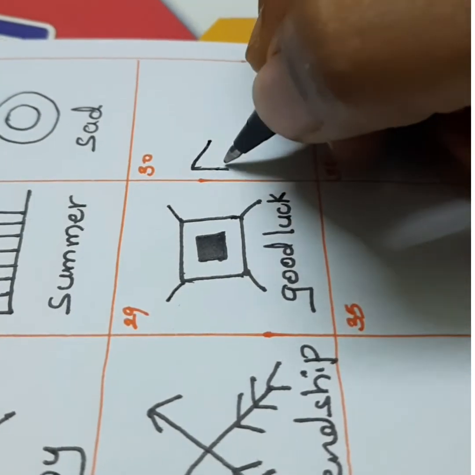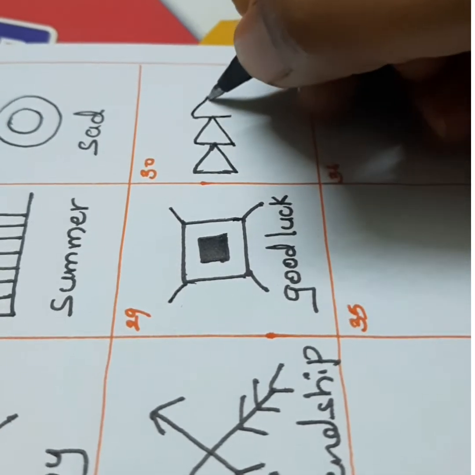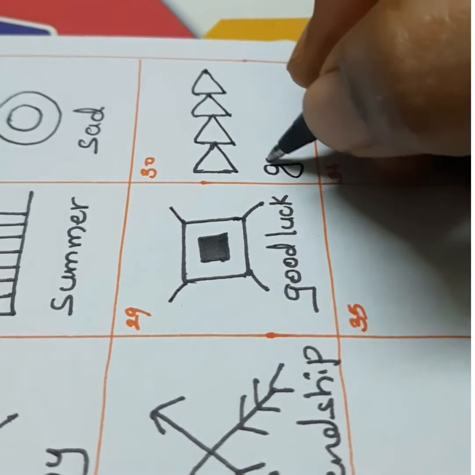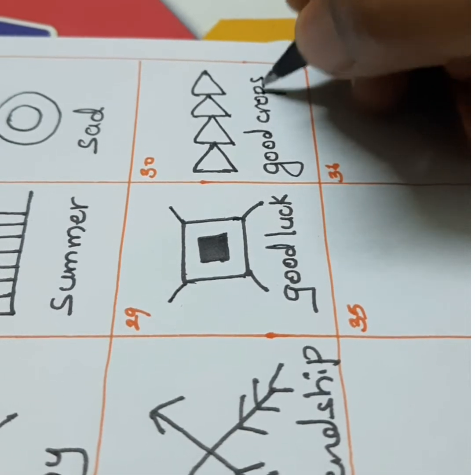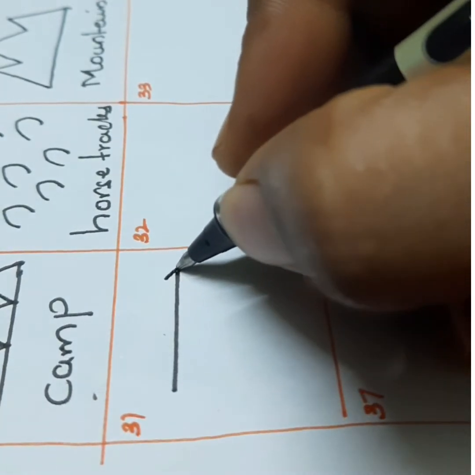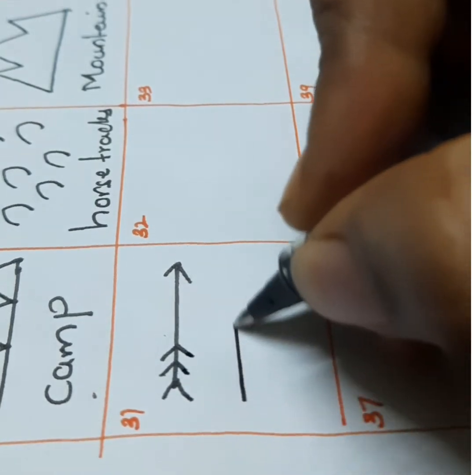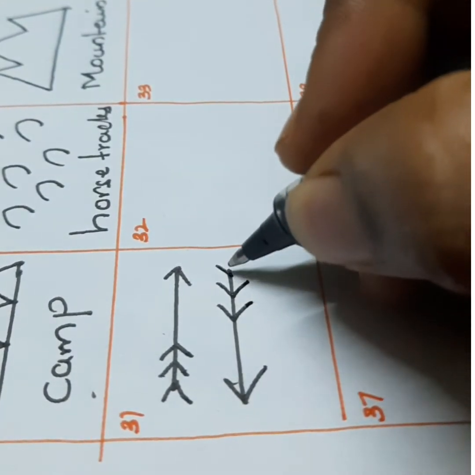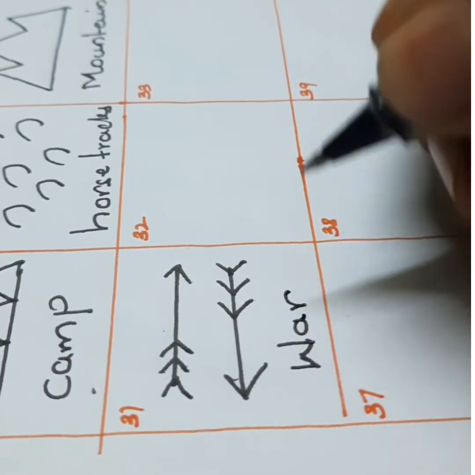Next, good crop, draw the triangles. And next draw another triangle. This is the good crop symbol. So draw the arrows on opposite sides. Draw the same arrow on the opposite side. So this is the war symbol.